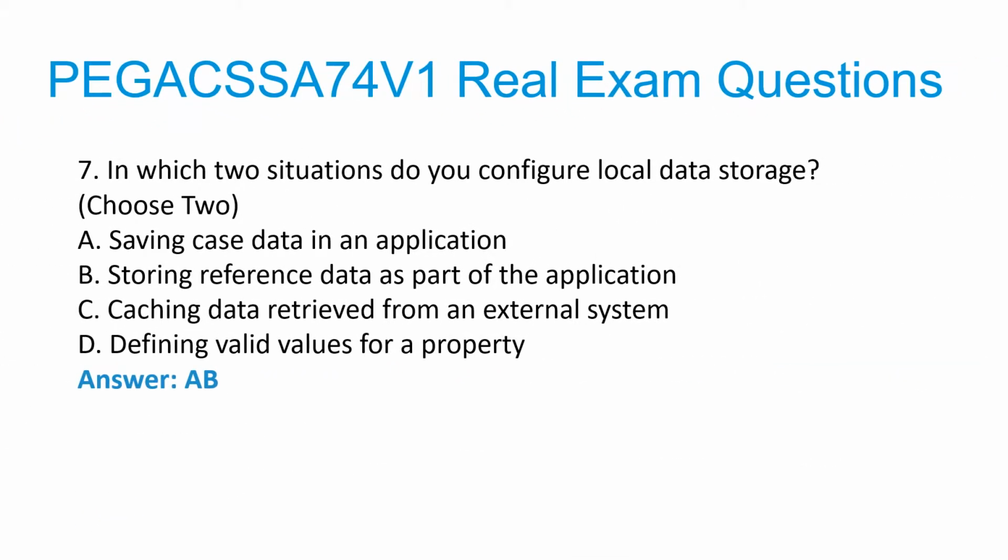7. In which two situations do you configure local data storage? Choose 2. A. Saving case data in an application. B. Storing reference data as part of the application. C. Caching data retrieved from an external system. D. Defining valid values for a property. Answer A, B.